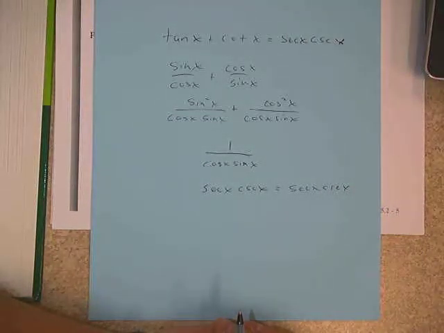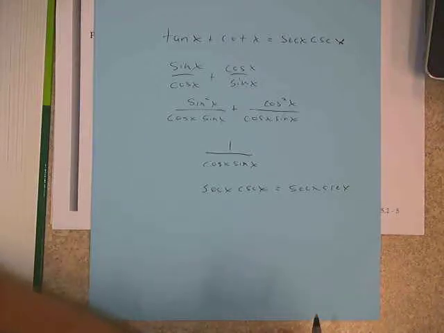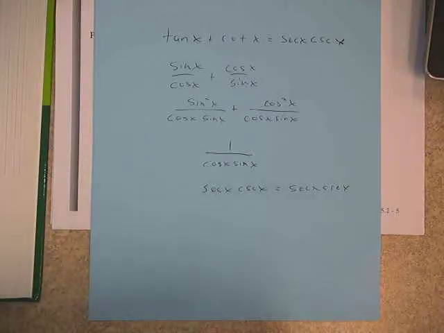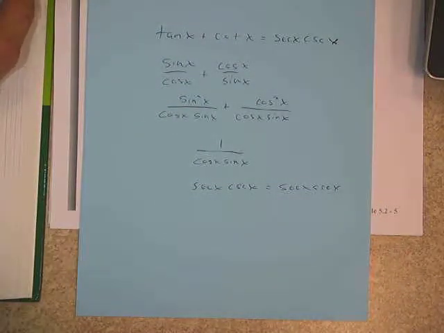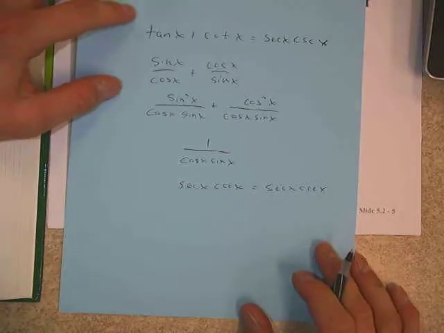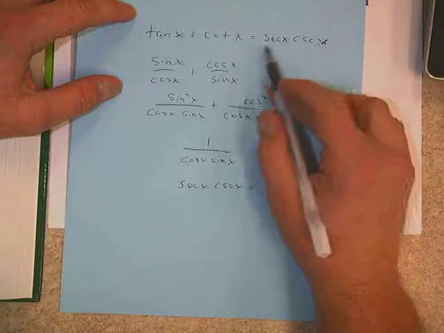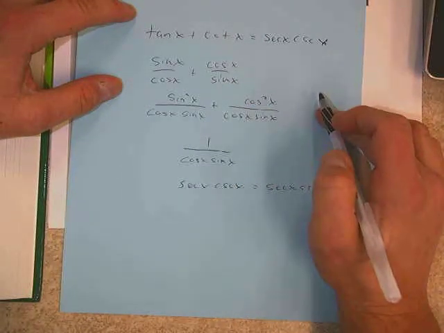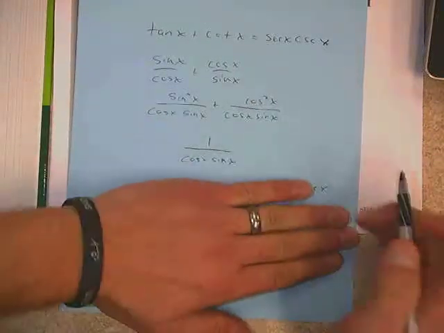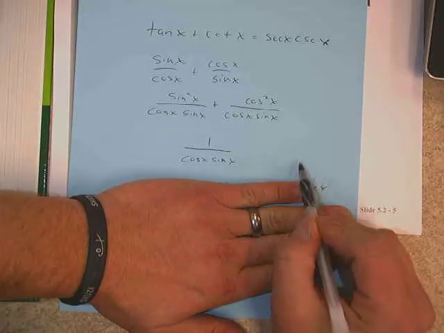Okay. And what do we know about this? If I have 1 over cosine times sine, isn't that the same as secant cosecant? And what were we trying to show this equaled? Secant cosecant. So that worked out nicely, didn't it? And all we did is those two steps. We changed things to be in terms of sine and cosine, and we added the two fractions together. And when we did that with our identities, it worked out, didn't it?